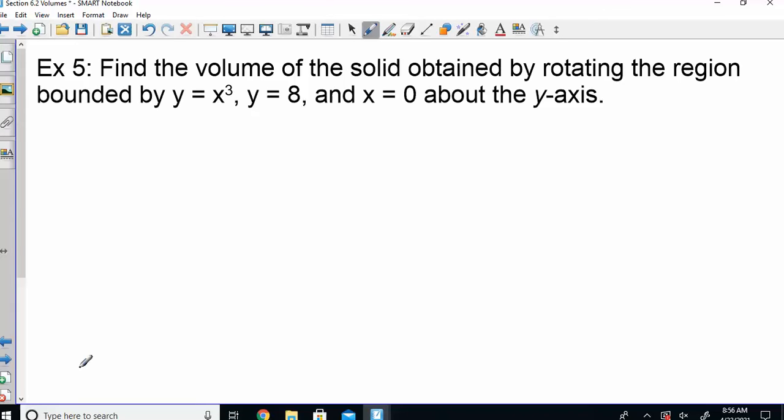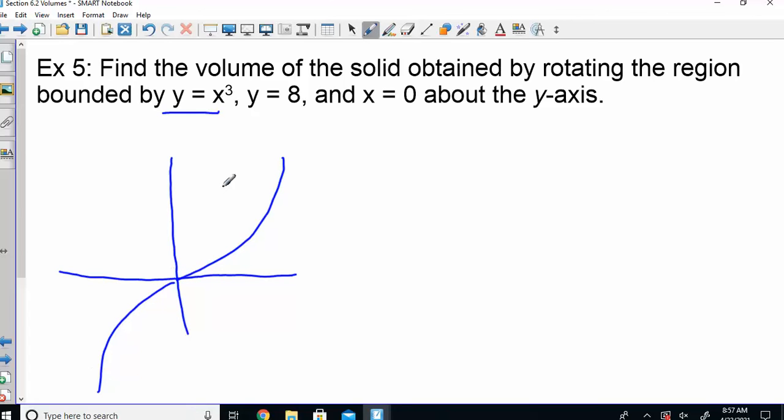So let's look at a problem. I want to find the volume of the solid obtained by rotating the region bounded by y equals x cubed, y equals 8, and x equals 0 about the y-axis. So start with a picture. y equals x cubed. Okay. So we should know generally, even without picking points, what's x cubed look like? That's just your chair. So it looks something like that. Without exact points. What's y equals 8? Yeah, just a horizontal line at 8.